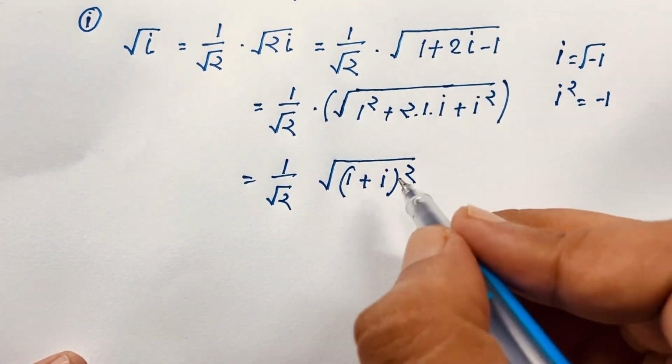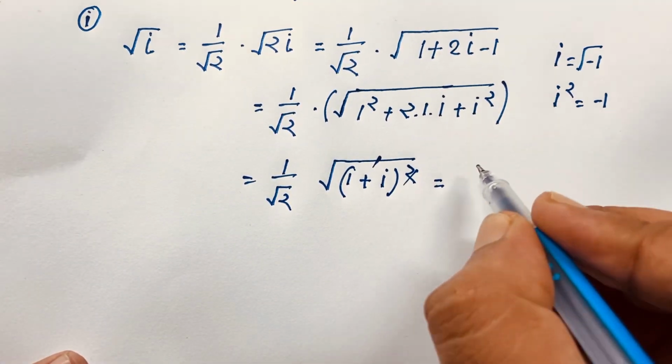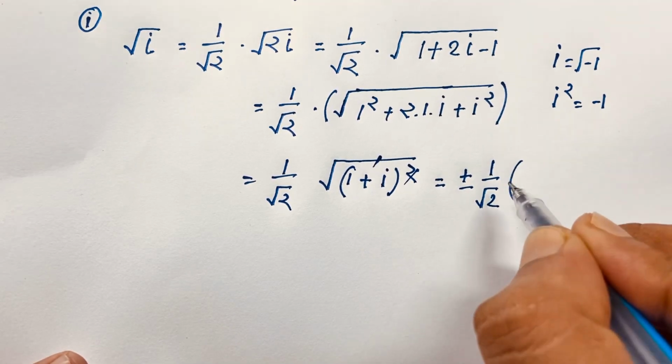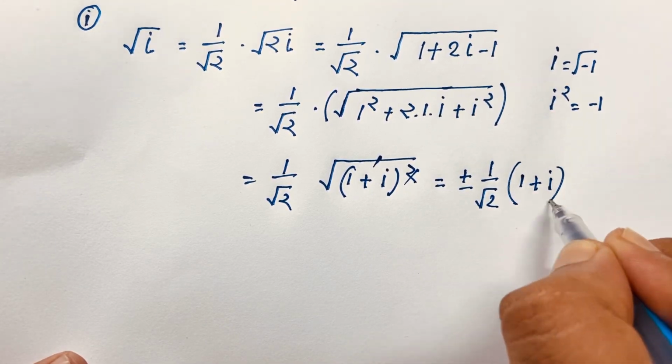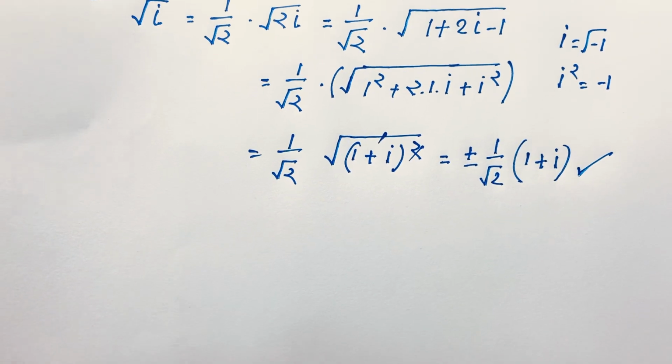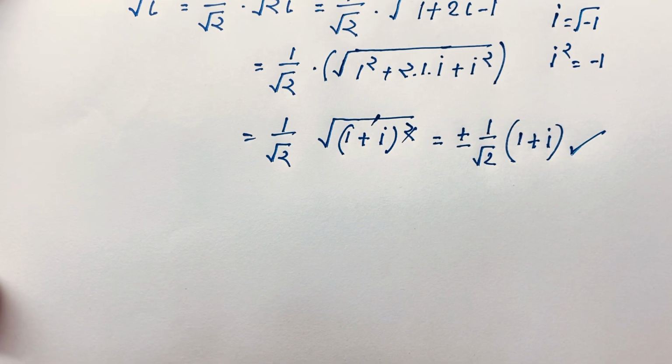Now the square and the square root cancel out, and we find our final answer. It will be plus or minus 1 over square root 2 times 1 plus i. This is our final answer in this math problem. Now I solve this question by another method.